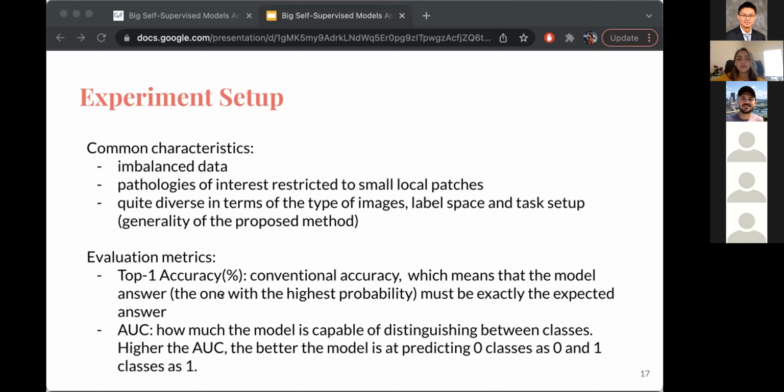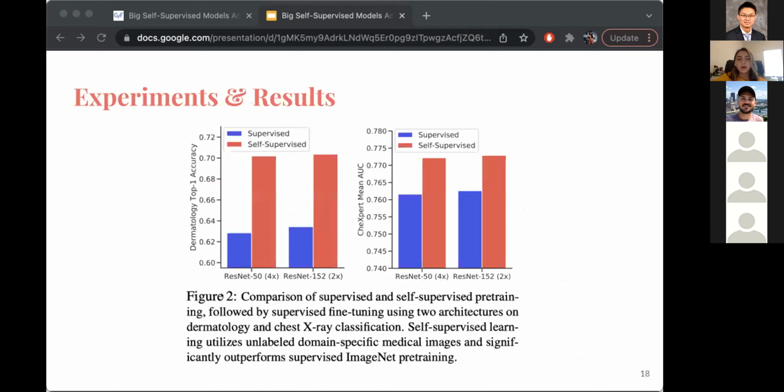And they're using two different evaluation metrics: the top one accuracy, which is the conventional accuracy, and the AUC. It basically represents how capable the model is of distinguishing between classes. When we have a higher AUC score, it means the model is better at predicting zero classes as 0 and 1 classes as 1.